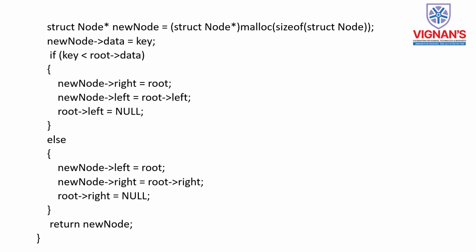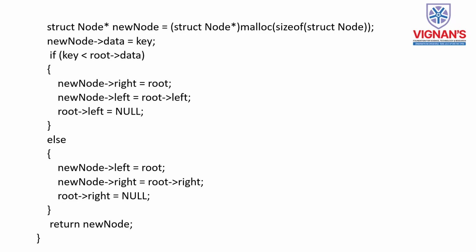If key is smaller than root data, we make new node right equal to root, so the old root becomes the right child of the new node. We set new node left equal to root left, so the left side of the old root comes under the new node. Then we do root left equal to null, because the old root's left part has been moved.